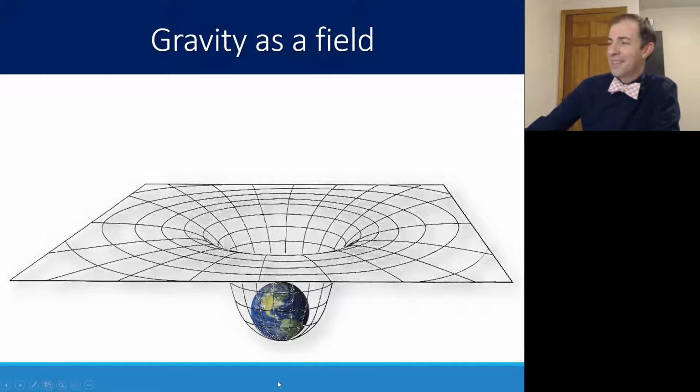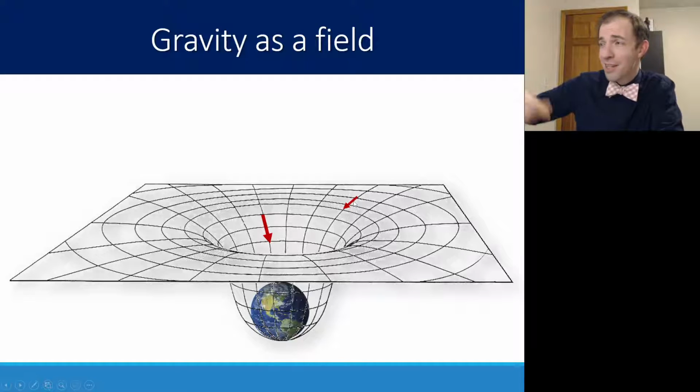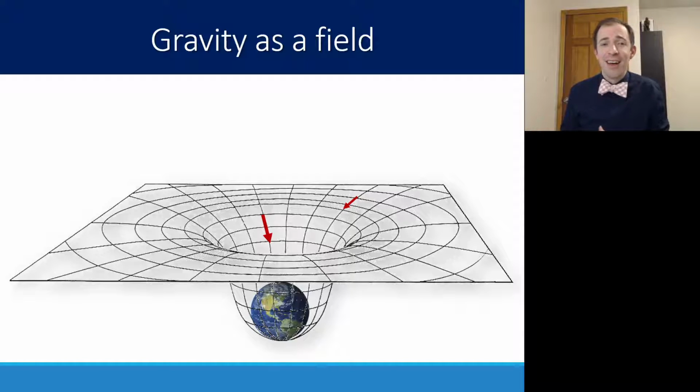If I were to place, like imagine here, I place a marble right here, well, it's going to experience an inward force towards the earth like this, based on the slope of that sheet. If I place it farther out, it's going to still experience a force inward towards the earth, but it's going to be less. The slope is a little bit less there. So gravity as a field can be thought of as massive objects distorting space-time.